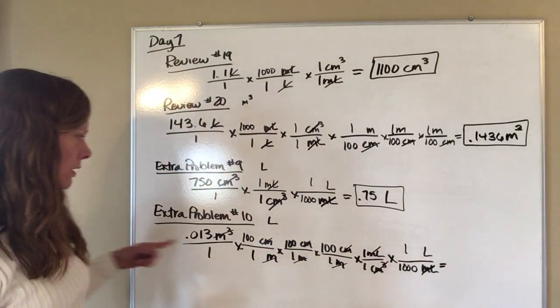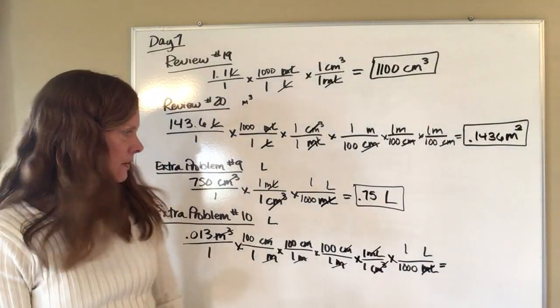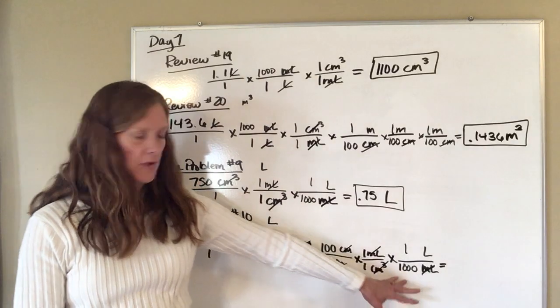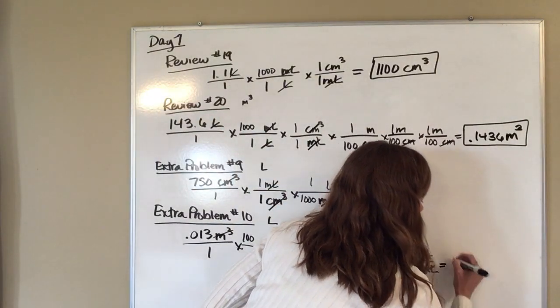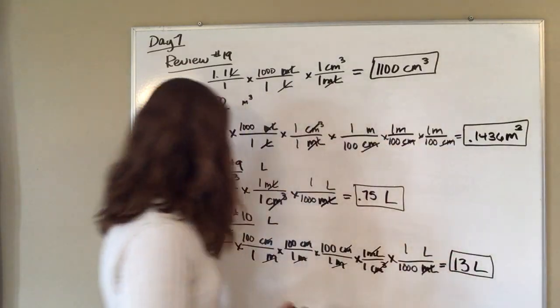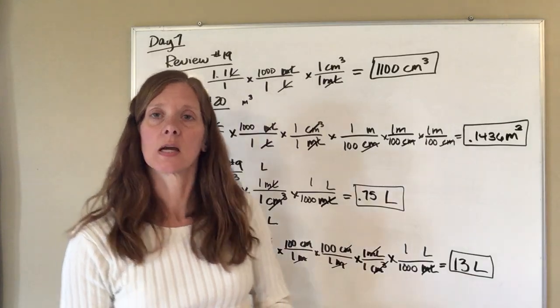And so I have one long multiplication problem here. And when I end up multiplying that out and then dividing by 1,000, you should end up with an answer of 13 liters. Again, 2 significant figures because that's how many I had at the beginning. So that takes care of us for day 7.